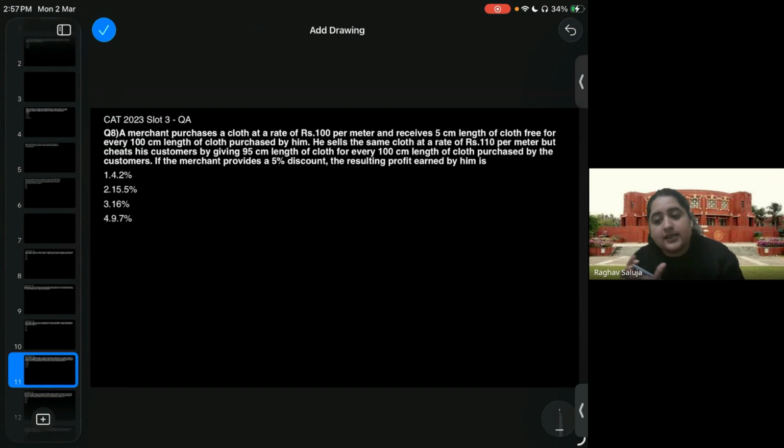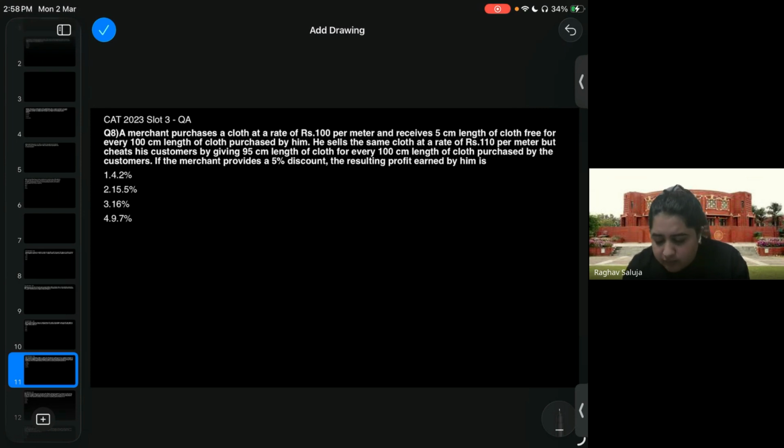So basically, he is getting 105 centimeter for 100 rupees because he is getting 5 centimeter for free, right? He sells the same cloth at a rate of 110 per meter, but cheats his customer by giving 95 centimeter length of cloth for every 100 centimeters. So basically, he says that he's giving 100 centimeter, but he is giving 95 centimeter for 110 rupees.